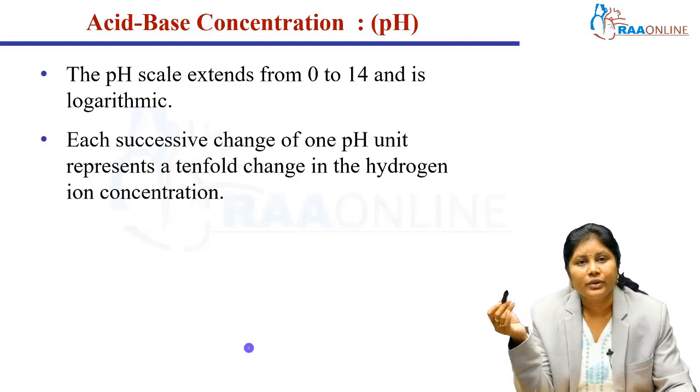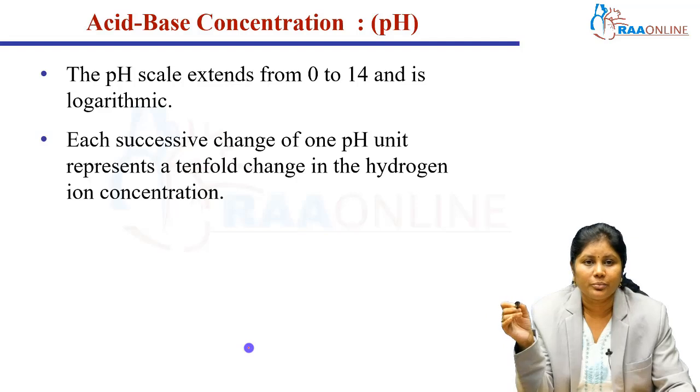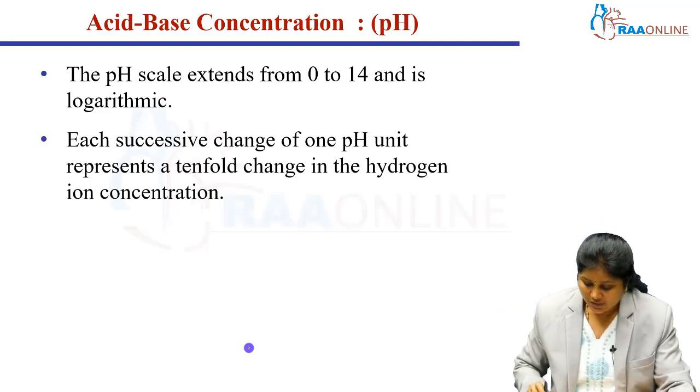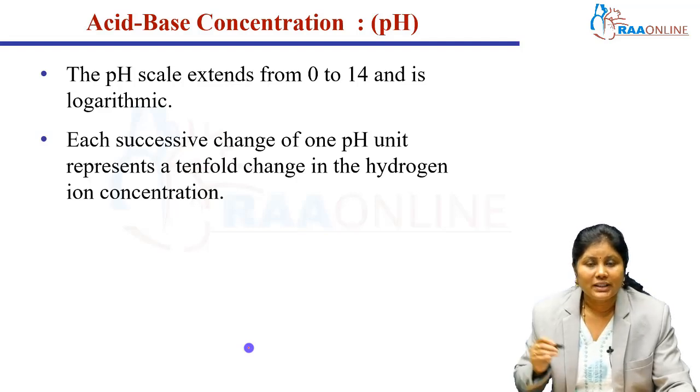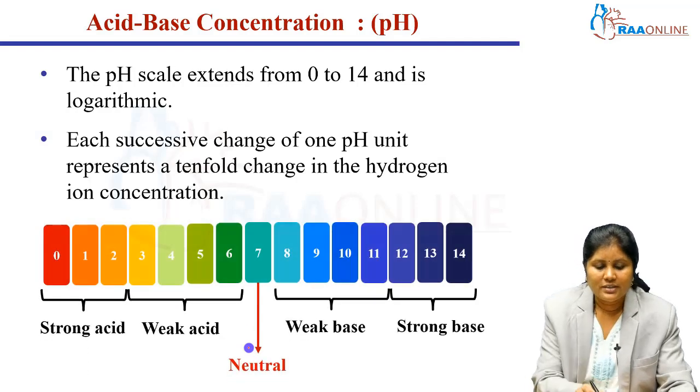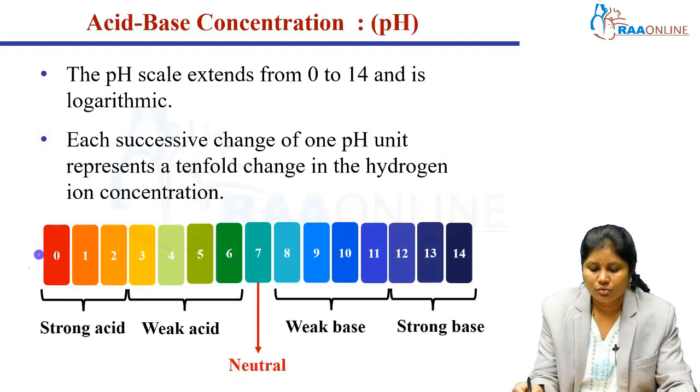Generally for any fluid, the pH is a scale extending from 0 to 14, and it's a logarithmic scale. As we just described before, one successive unit of change in pH corresponds to a 10 times change in the hydrogen ion concentration. So it is ranging from 0 to 14, where 7 is the neutral.